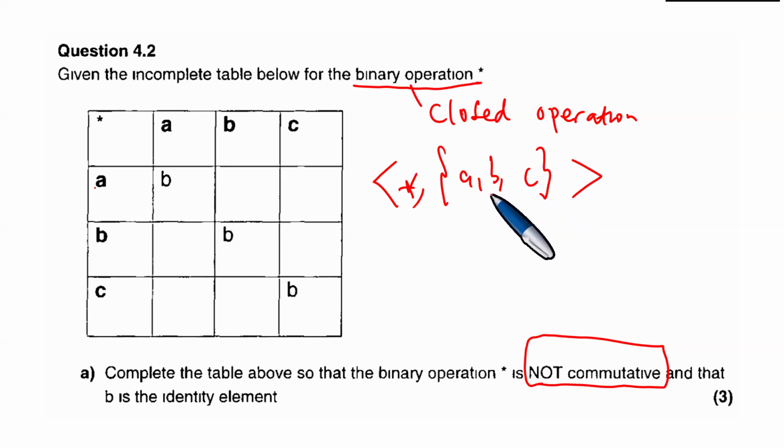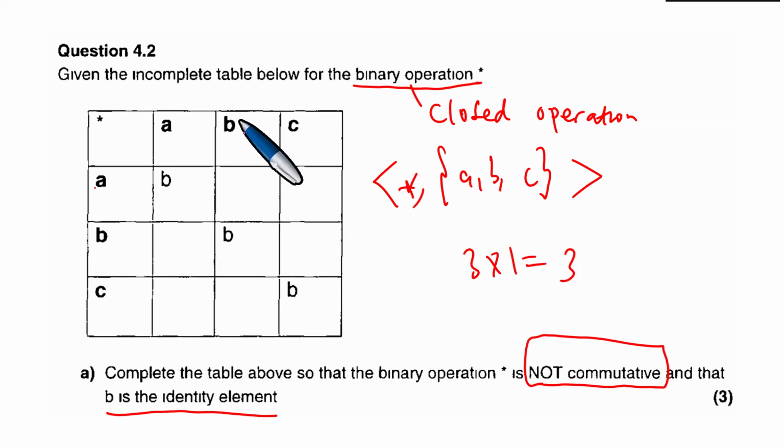All the elements are in this set because the set is closed, so it can't be an element that is outside the set. Now, we were given another hint in this case: B is the identity element. B being the identity means that if you combine, it's like a one. Three times one gives us three. B is the identity, meaning that it vanishes when it is multiplied with another element. So A star B will just be A.